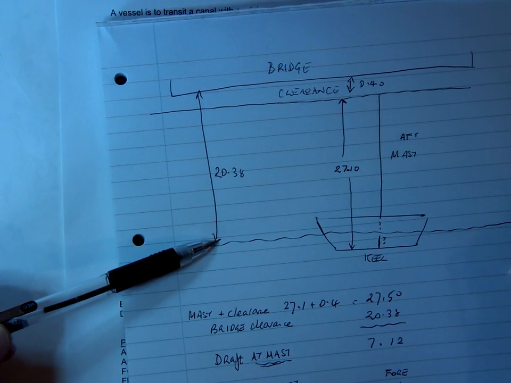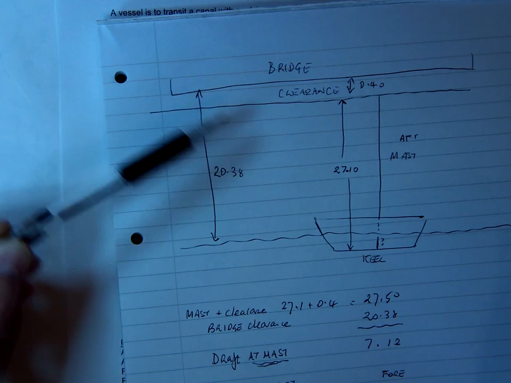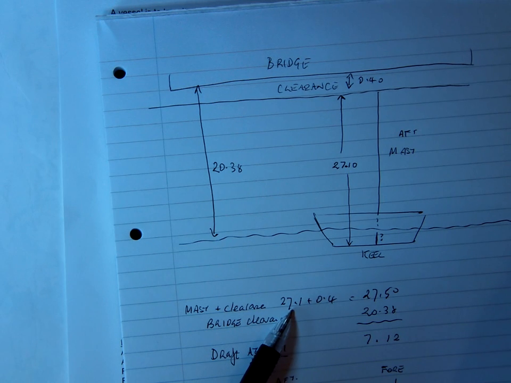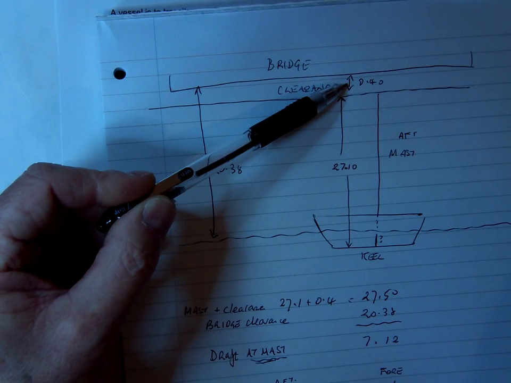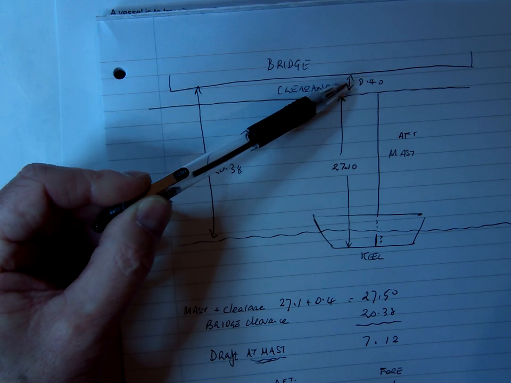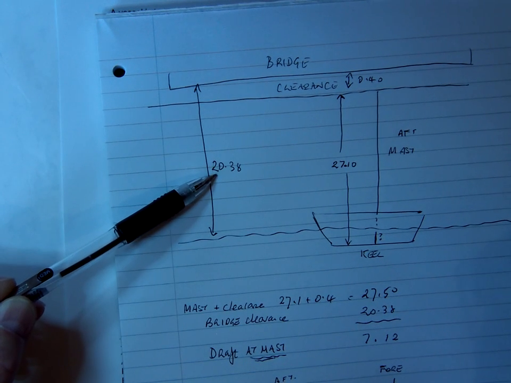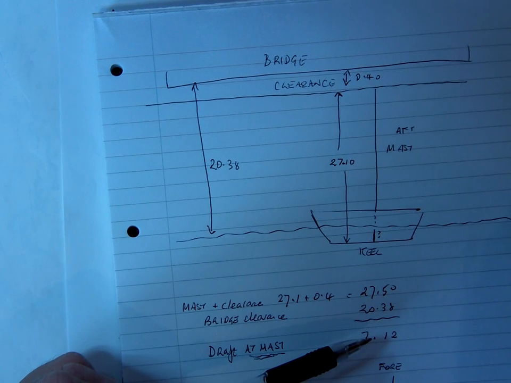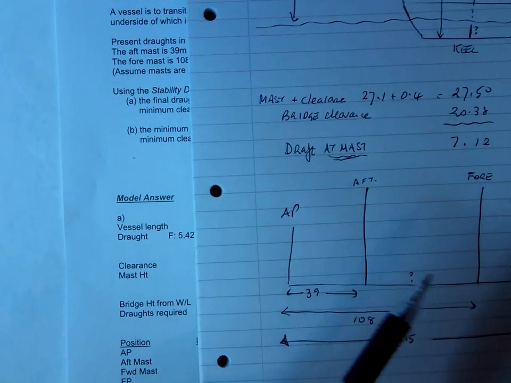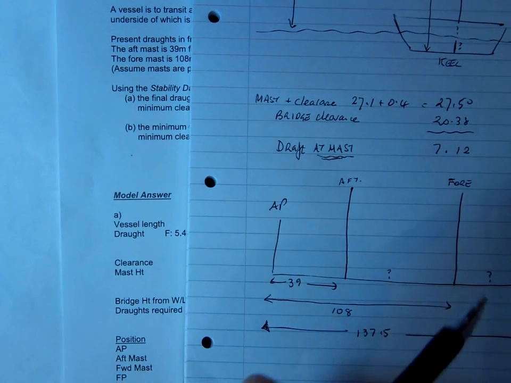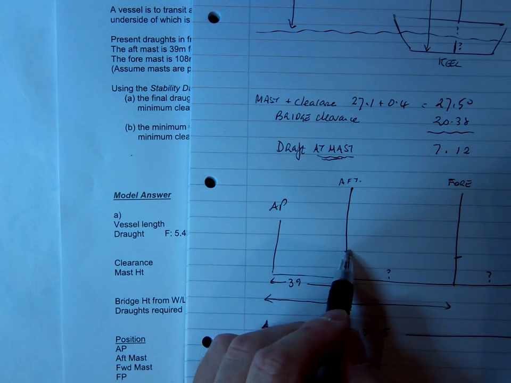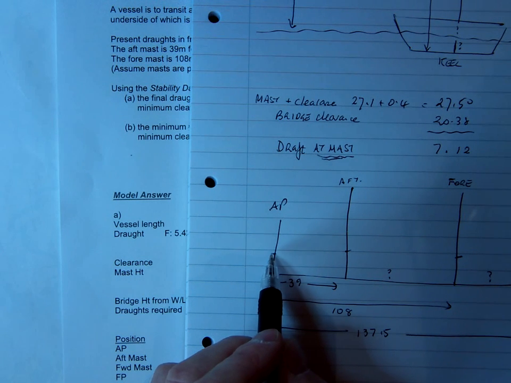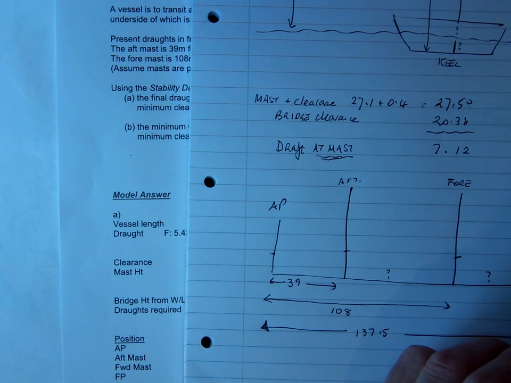You've got 20.38 metres from the waterline to the underside of the bridge, and what we're looking for is this draft here at the mast. So the mast plus the clearance is 27.5, total 27.5. Deduct the 20.38 that we have, and it leaves us with a draft at that mast of 7.12. So what you're actually calculating is the drafts at the masts. So we'll end up working out what these drafts are at the forward and after masts, and then mathematically we then have to work out the draft at the after perpendicular and the draft at the forward perpendicular.